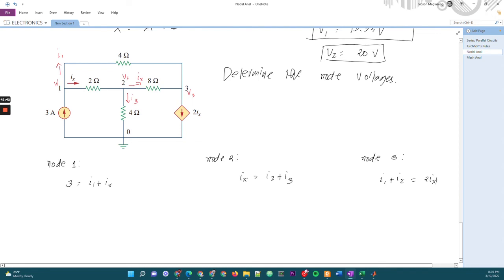KCL na siya. After that, mugamit ta og Ohm's law para ma-express na nato ang tanan I in terms of the V over R or the node voltages. So we have 3 equals, take note sa I1, we have V1 minus V3 over 4 plus ang Ix nato is V1 minus V2 over 2. Okay?